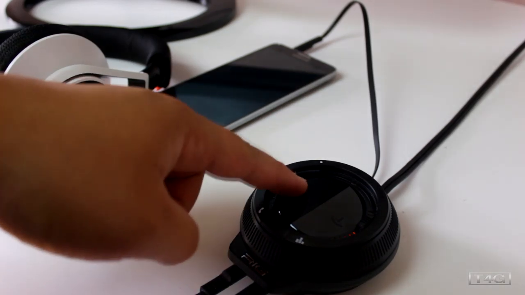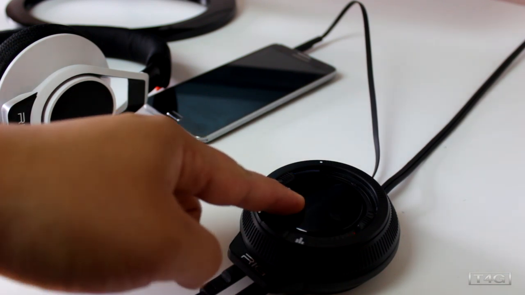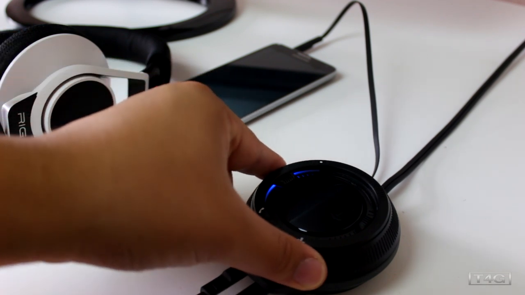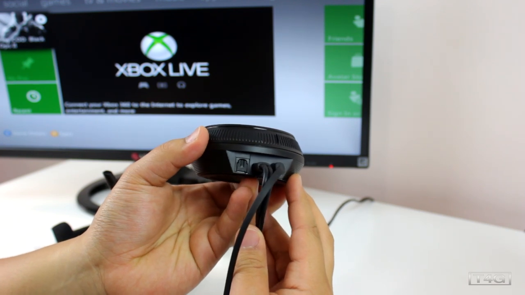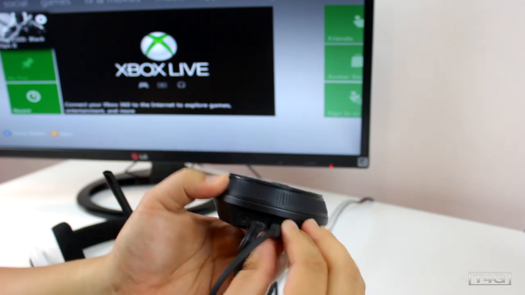All right, so that's that, but let's take a look at what really makes this the RIG headset. This is the mixer that comes with it, and this is where the cool things happen. You have these cables on the back that connect directly to the phone, and to your PC or Xbox 360 or PS3, depending on what you're using.